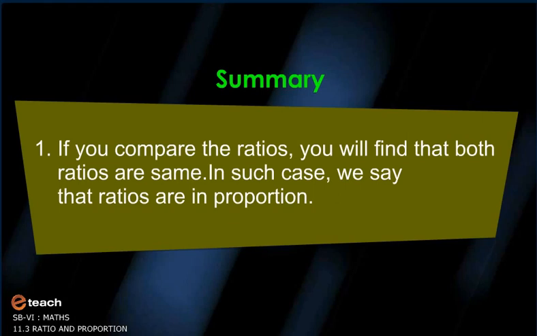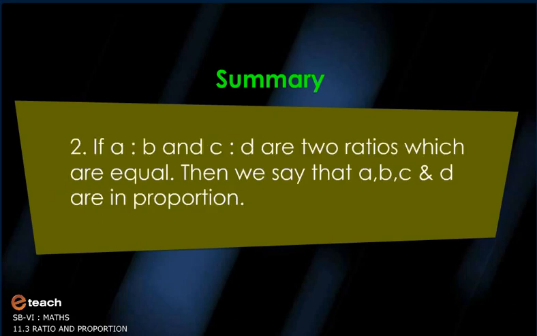Summary. If you compare the ratios, you will find that both ratios are same. In such case, we say that ratios are in proportion. If A is to B and C is to D are two ratios which are equal, then we say that A, B, C and D are in proportion.